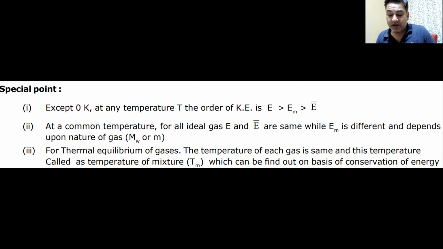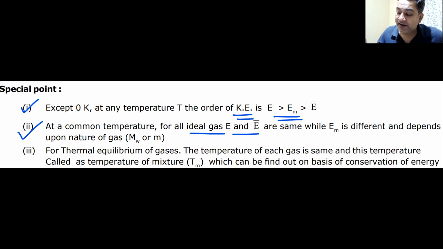Next point. Except at 0 Kelvin, at any temperature, consider the order of kinetic energy. We have seen the different types of kinetic energy. E stands for kinetic energy per mole, EM stands for per gram, and E average, or E bar, stands for per molecule. I hope you understand this. No one is going to ask you this, but this is at a common temperature for all ideal gases.